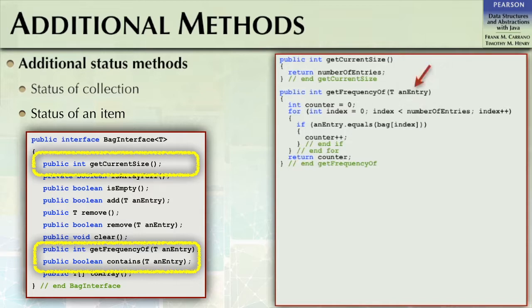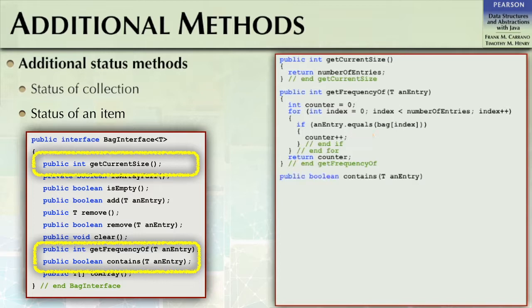We start with the parameter anEntry to be the target and loop through each entry in the array, being sure not to go past the last entry in the array. We do not loop through the array elements that do not hold an item for the bag. We check to see if the current entry equals the parameter. If it does, we increment our counter, and then once the loop ends, we return the counter.